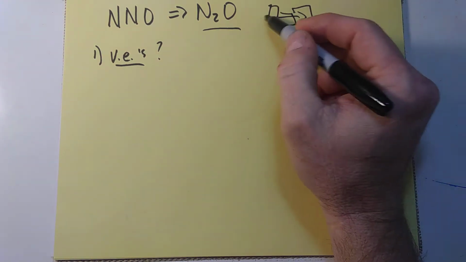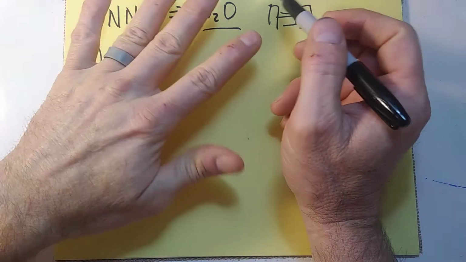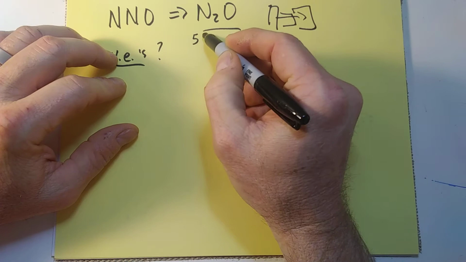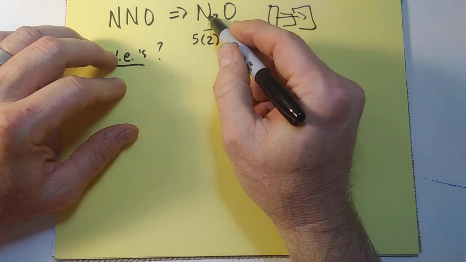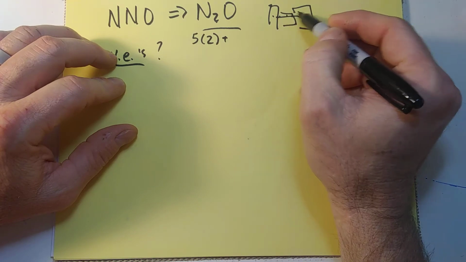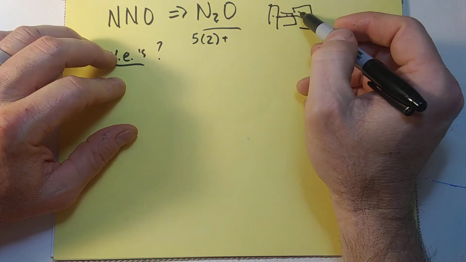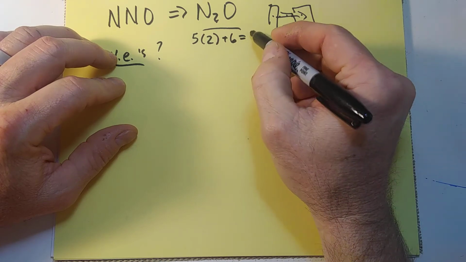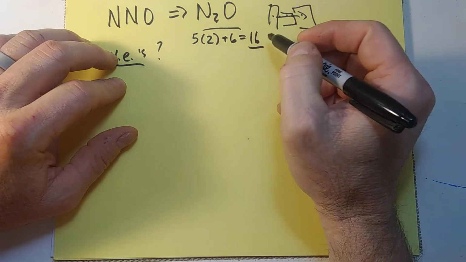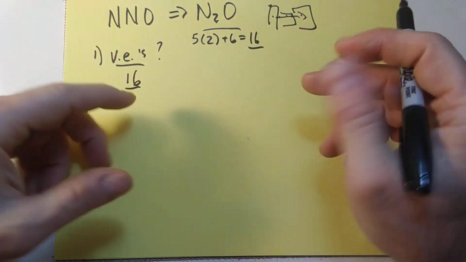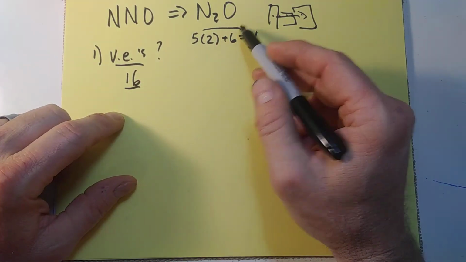We can count over to nitrogen, which was 5. There are 2 of them, so we'll say 5 times 2. And we add to that, if we step over 1, 2, 3, 4, 5, 6, the number of steps getting to oxygen. So we can say safely that there are 16 electrons in the bonding for this N2O.